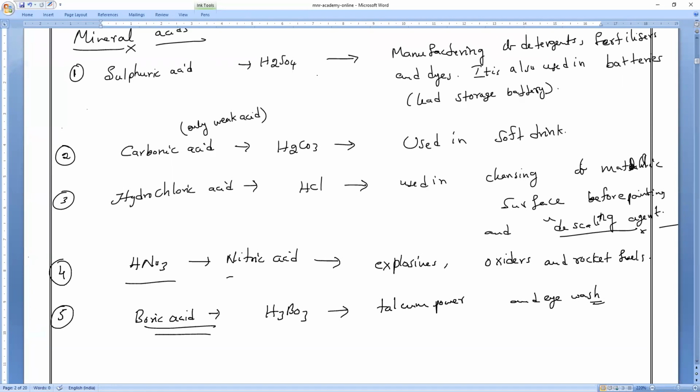In this, only one is a weak acid. What is a weak acid, everybody? Even though it is a mineral acid, what is the weak acid? Carbonic acid, which is used in soft drinks. That is what you have to remember. Everybody, make it quick now. Any doubt, ask me. Mr. Omar, clear?